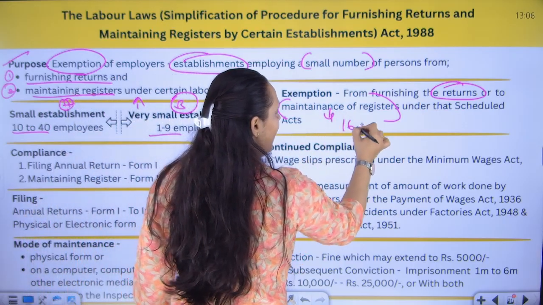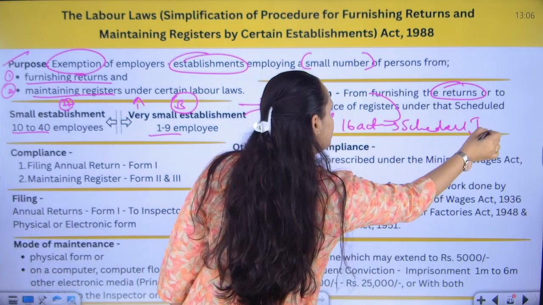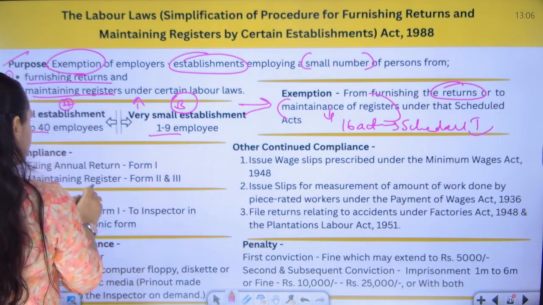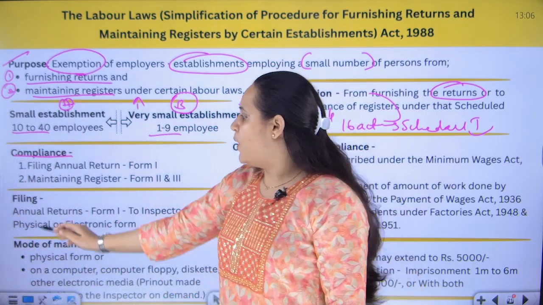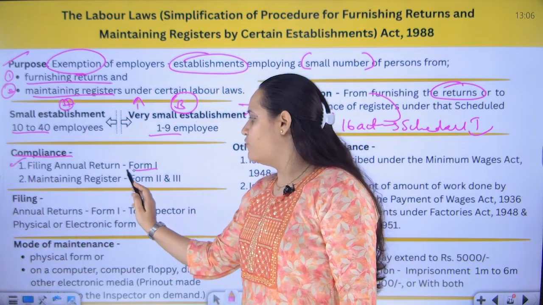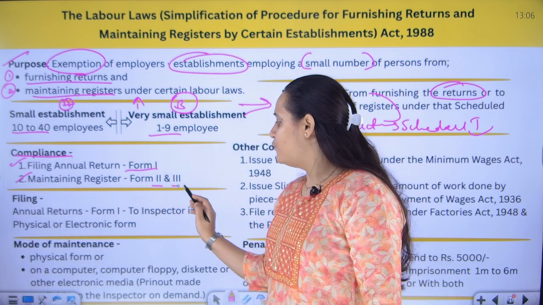Exemption from 16 acts which are mentioned under Schedule 1. Okay. Now, what is the compliance under this enactment? You just have two compliance. One is filing annual returns, that is done under Form 1. Second one is maintenance of registers, which is done under Form 2 and Form 3.